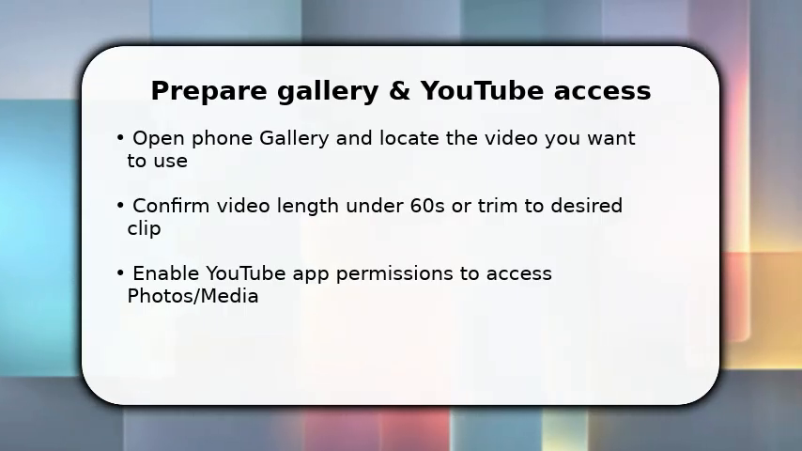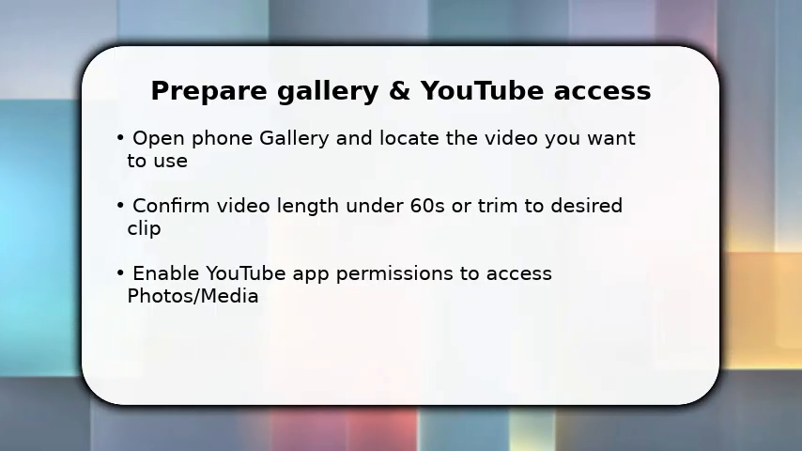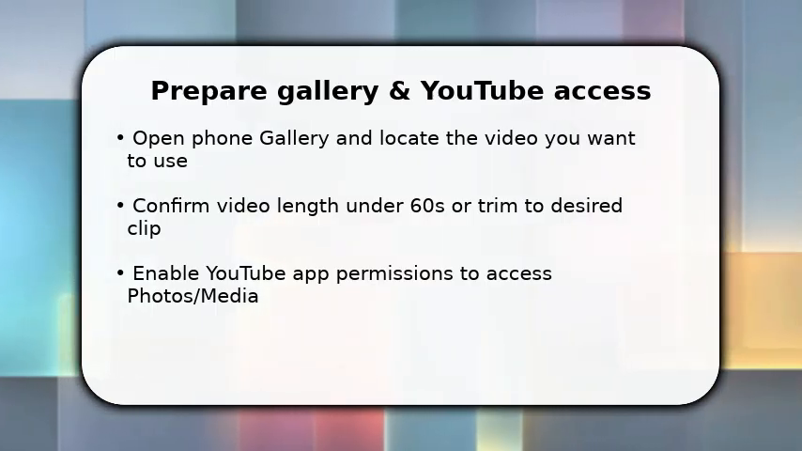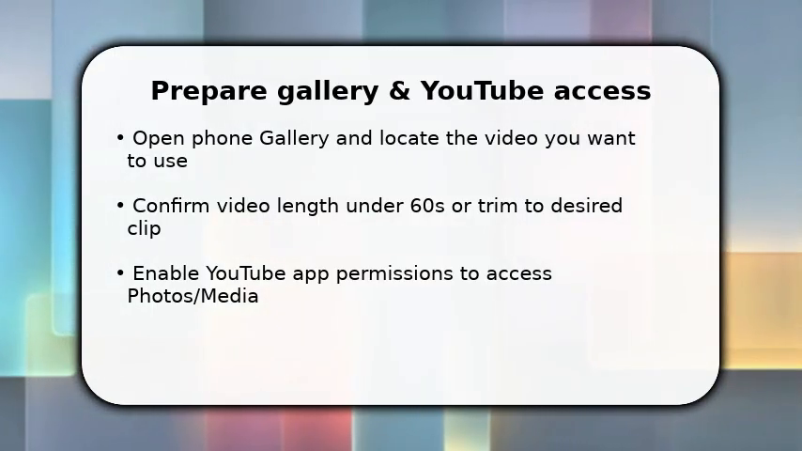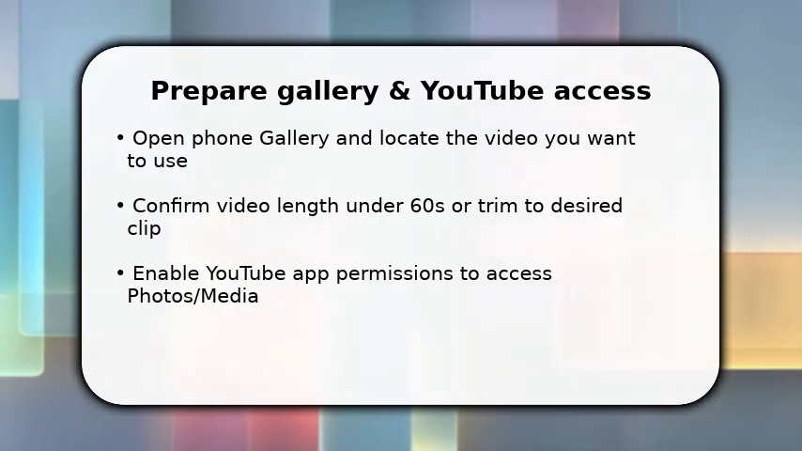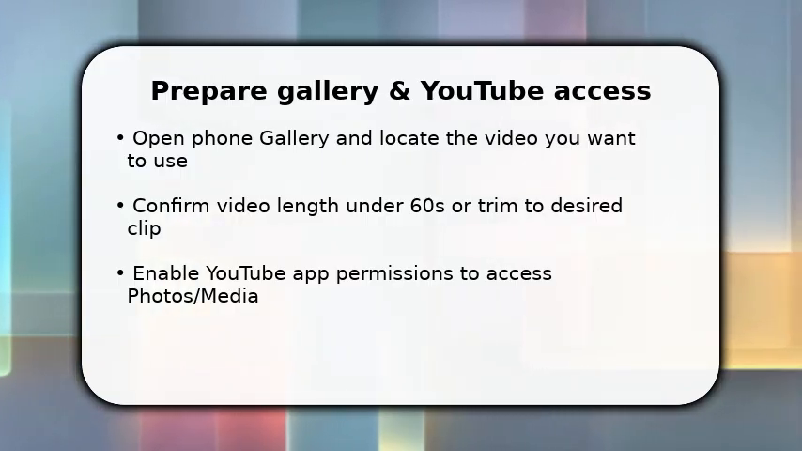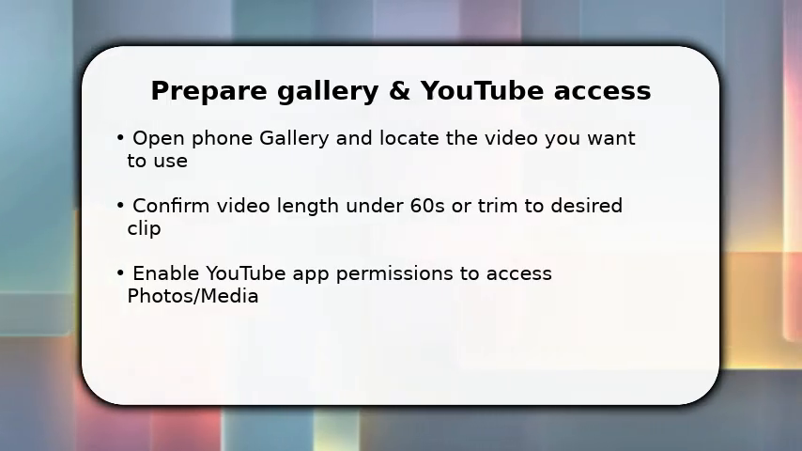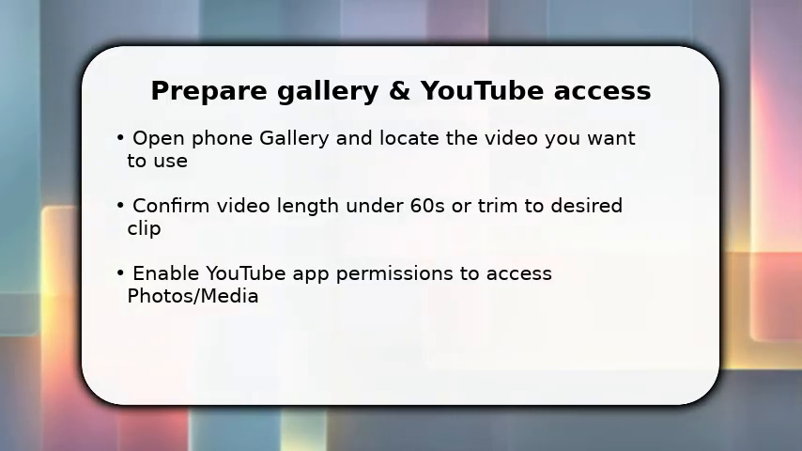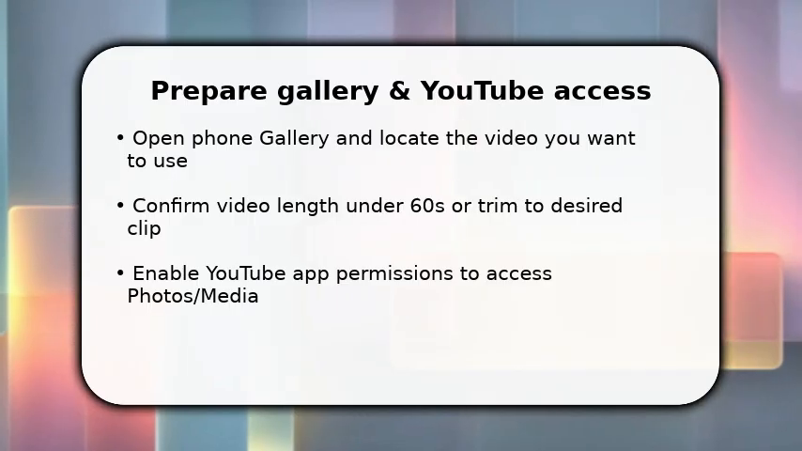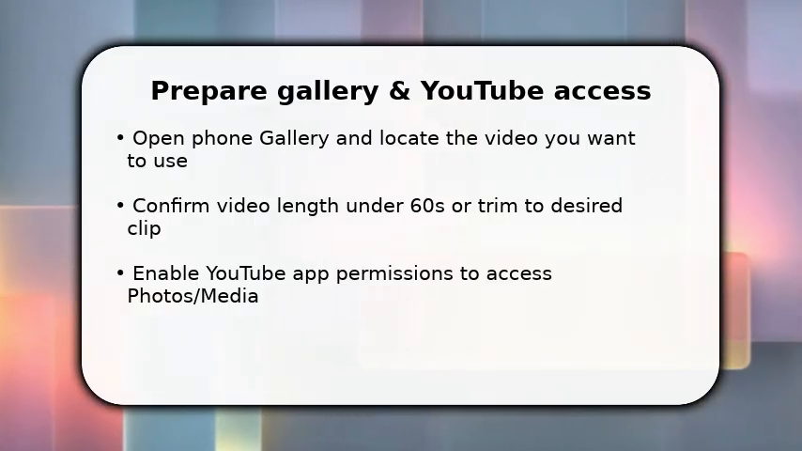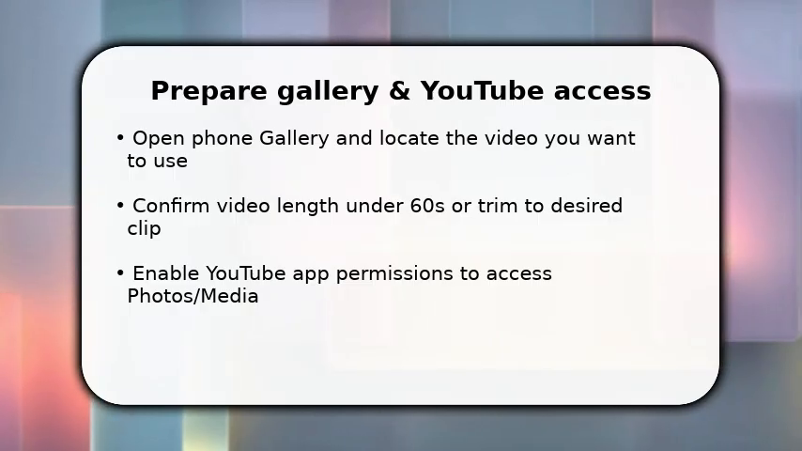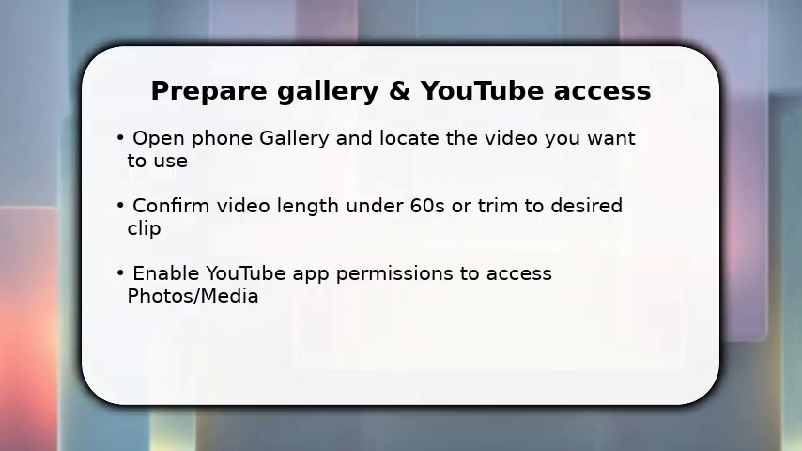You start by opening your phone's gallery and picking the clip you'll turn into a short. Once done, check length and trim if needed so it's under 60 seconds. That keeps it eligible. Next, make sure the YouTube app has permission to access your photos or media so uploads come directly from gallery. If you haven't signed in, do that now. This gets the basic items out of the way quickly and moves you straight into the upload process without delays.